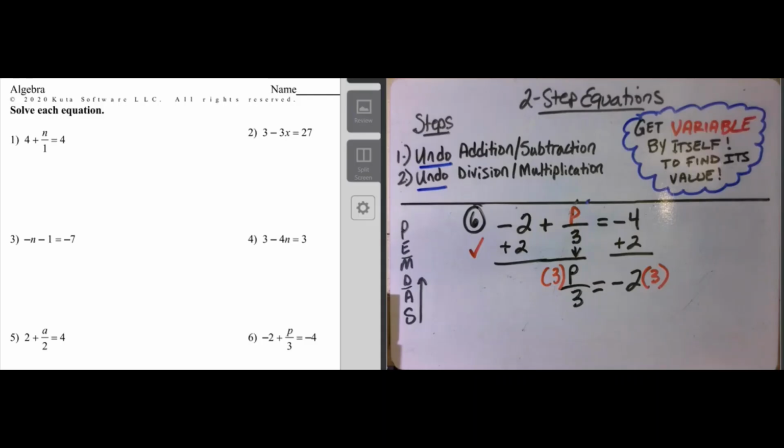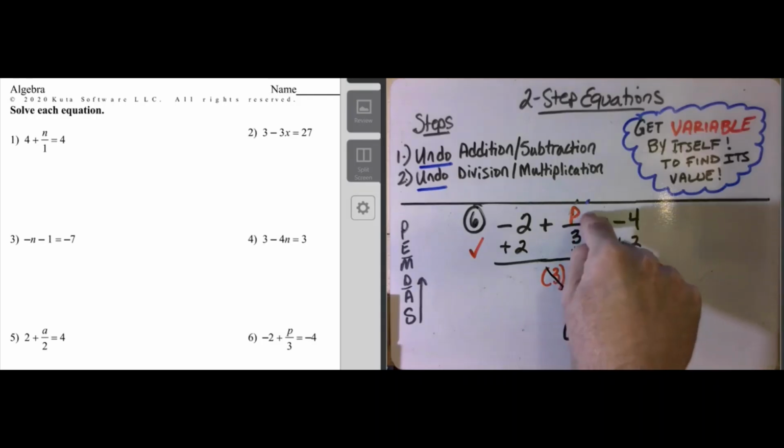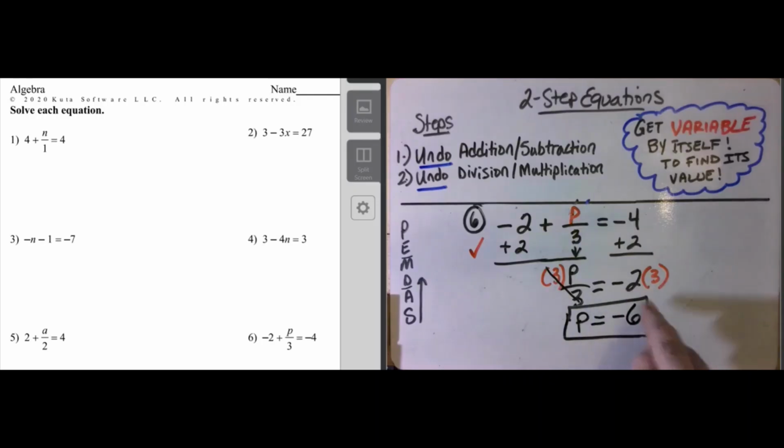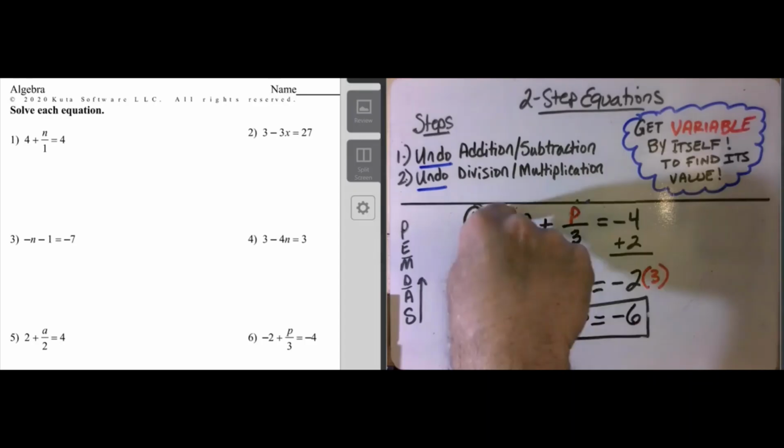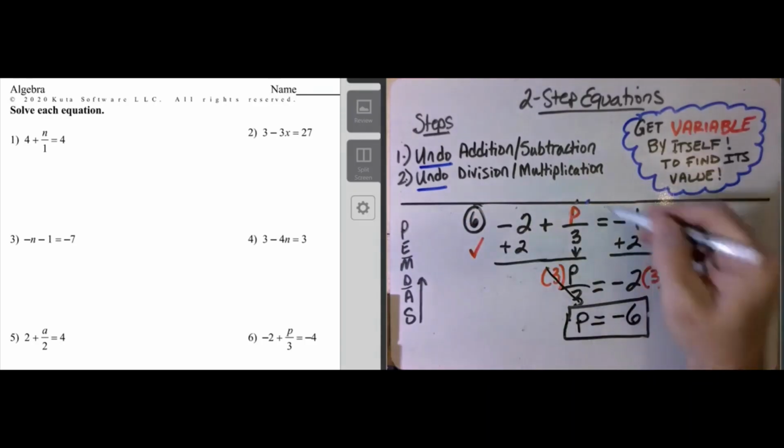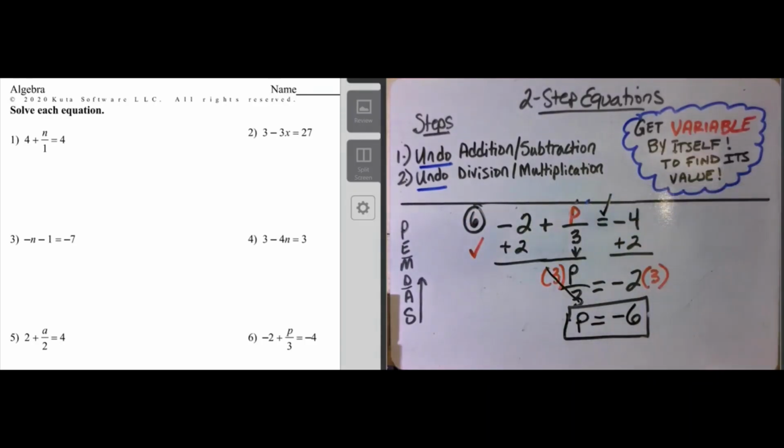3 over 3 is equal to 1, so we can cross that out. Bring down the variable p. Negative 2 times 3 is a negative 6. So we have identified the value of p. Again, let's just plug it in in our head. Negative 6 over 3, negative 6 divided by 3 is a negative 2. Negative 2 plus negative 2 is a negative 4. And a negative 4 does equal a negative 4, so we know that we got that one correct. Let's move on to number 7.